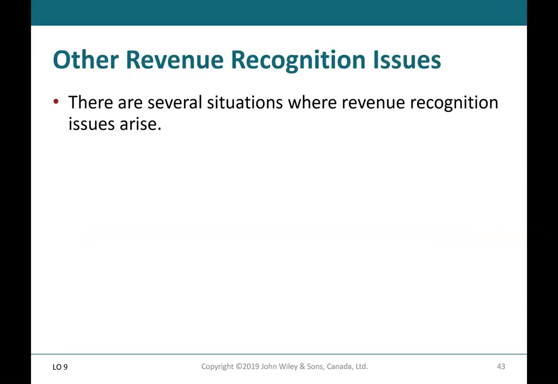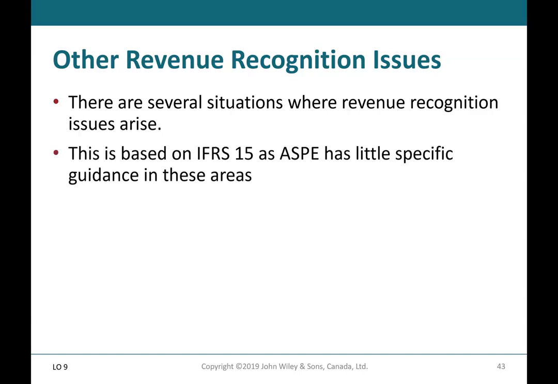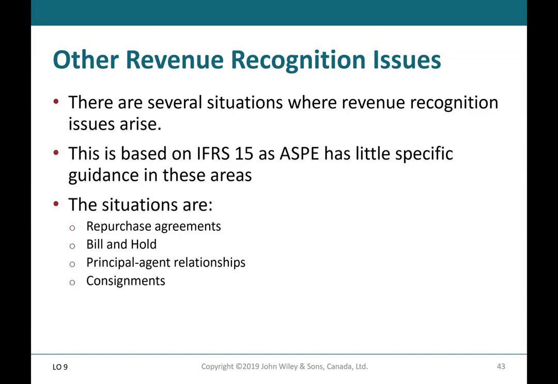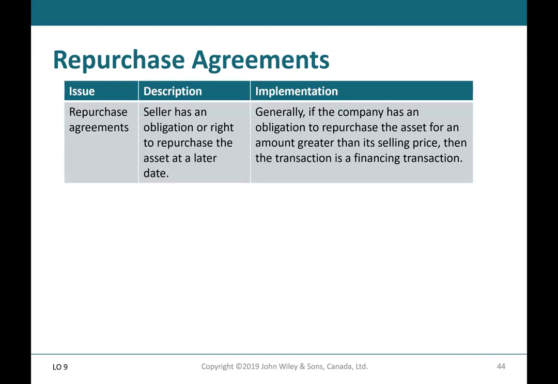Other revenue recognition issues. There are several situations where revenue recognition issues arise. This is based on IFRS 15, as ASPE has little specific guidance in this area. The situations are repurchase agreements, bill and hold, principal-agent relationships, and consignments.